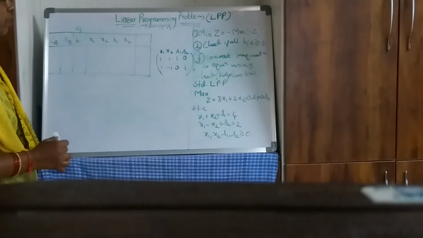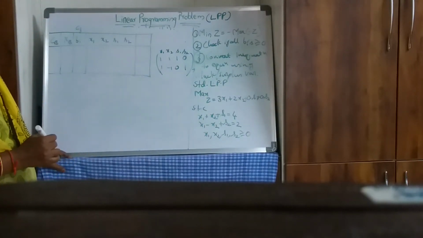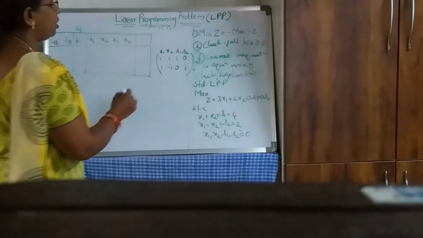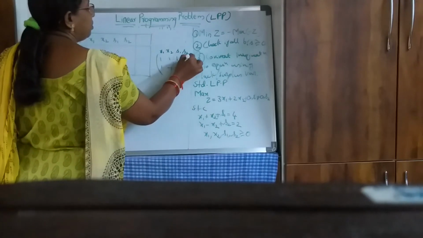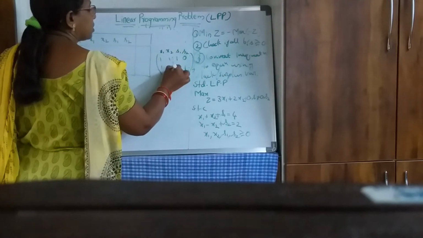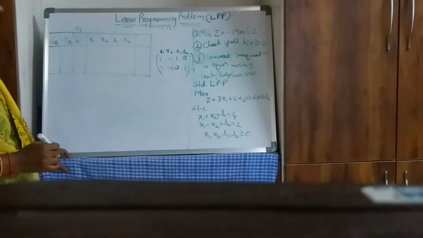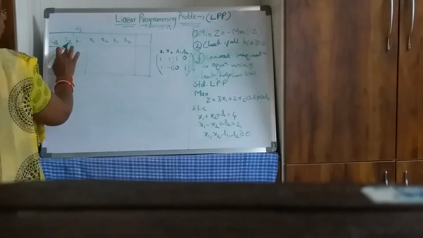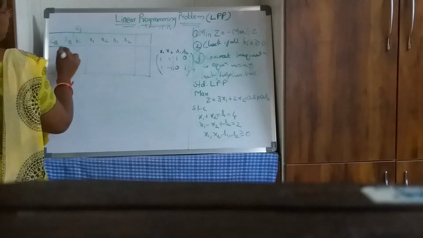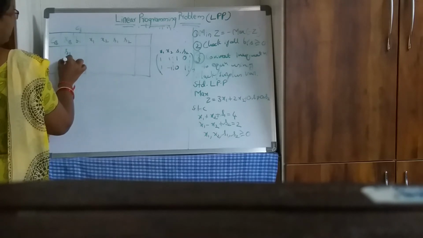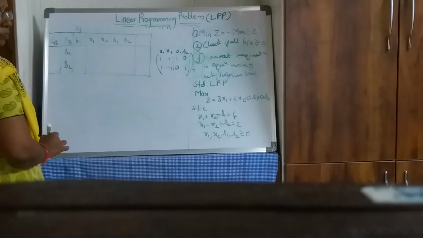Now identify the variables which are forming an identity matrix. So here these 2 variables are forming an identity matrix. That is S1 and S2 are forming the identity matrix. So this S1 and S2 should come in this column XB. So here I will write S1 and here I will write S2.